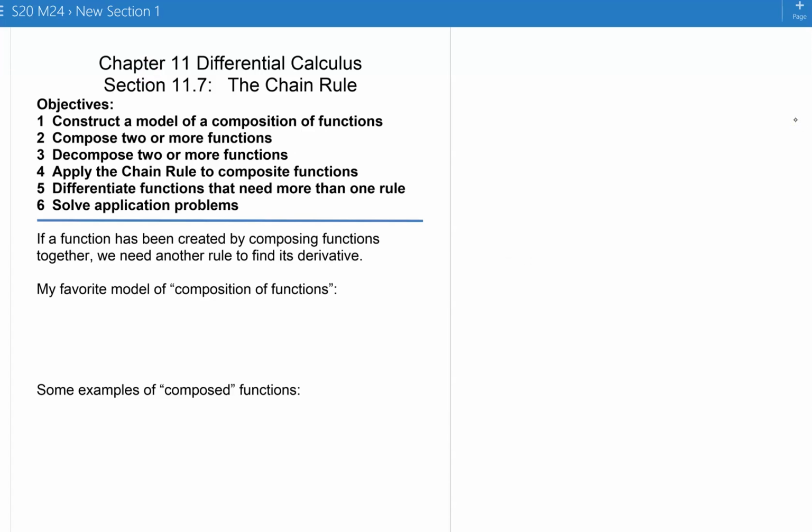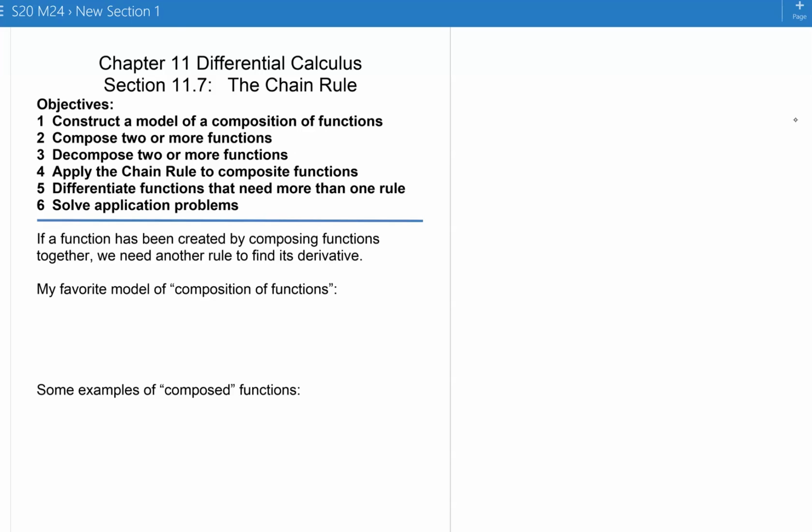Section 11.7 is the last rule that we will be learning, the chain rule. The chain rule is needed when the function you're looking at is a composition of two or more functions. So we first need to review composite functions, or composed functions.